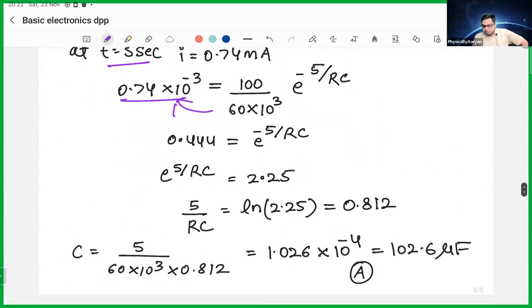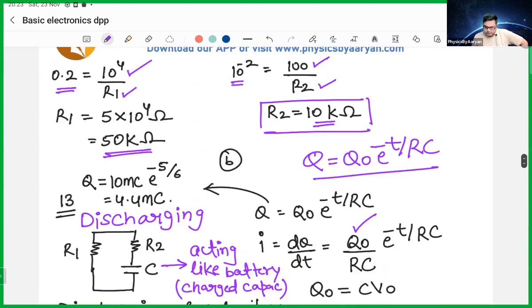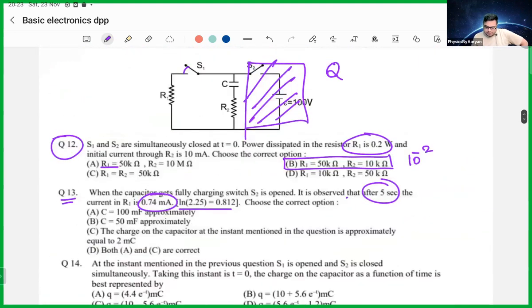So this gives me 0.812, and then you can just bring C on one side and everything else on the other side. If I do that, you are left with this. And if you solve this out, you will get 102.6 microfarad, which is almost 100 microfarad, which is your option number A. So option number A is correct in this.